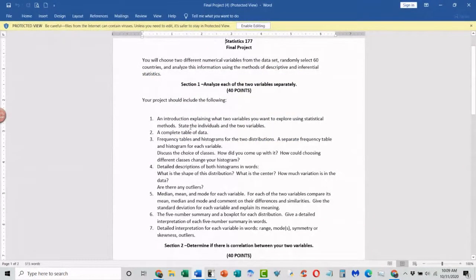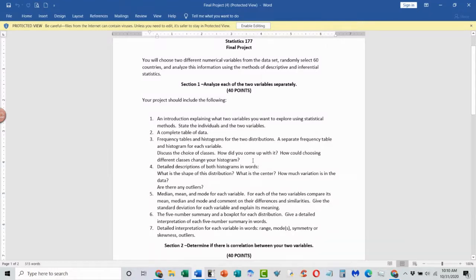So why did you do it? Why did you pick the two things you picked? Give me all the data that you've gathered, your entire sample. So you're going to pick a sample of 60 things. Just give me your data that you've got. Make a frequency table, make a histogram. How did you choose the classes? So the bin sizes for your histogram and for your frequency table.